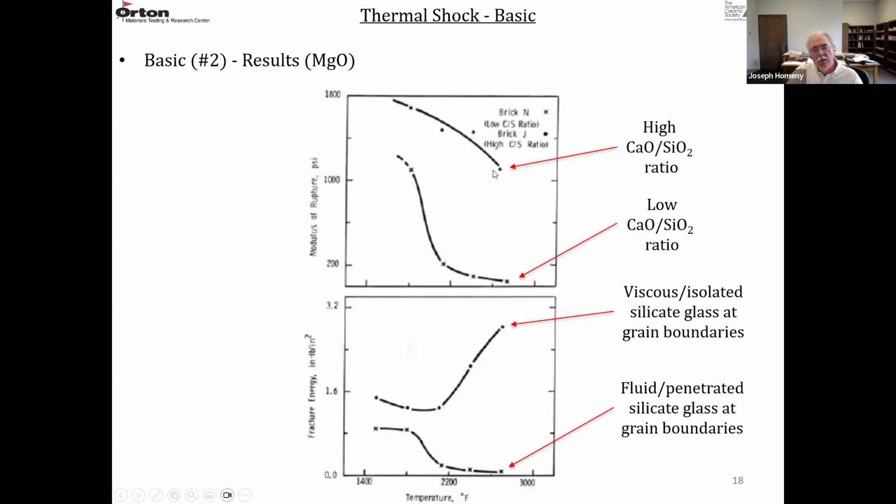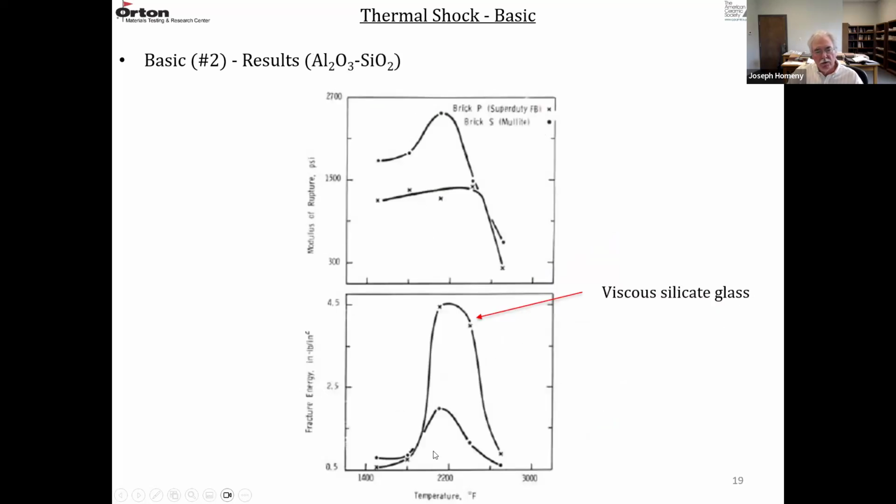So for the material with the high lime to silica ratio, the work of fracture actually increases because the silicate glass is viscous, it's isolated, and that's a result of the high lime to silica ratio. Then with the low lime to silica ratio, the silicate glass is more fluid, it penetrates the grain boundaries, and the work of fracture falls off. So you can see from these examples, and this is the alumina silica, that the work of fracture is not constant as a function of temperature.